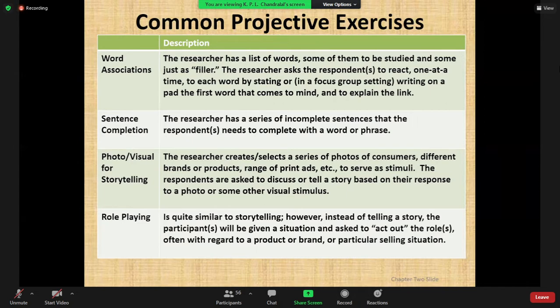So those techniques are called projective techniques, usually coming under qualitative research. This is very popular to obtain certain things that people do not want to directly let the researcher know.